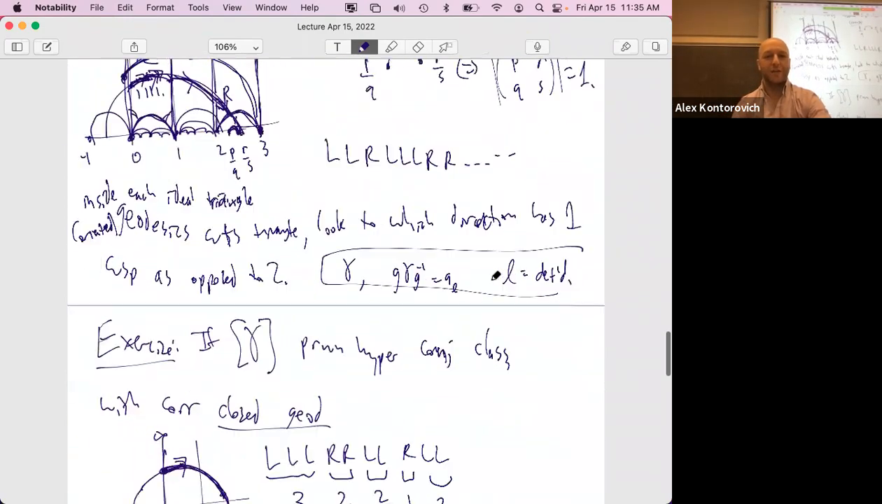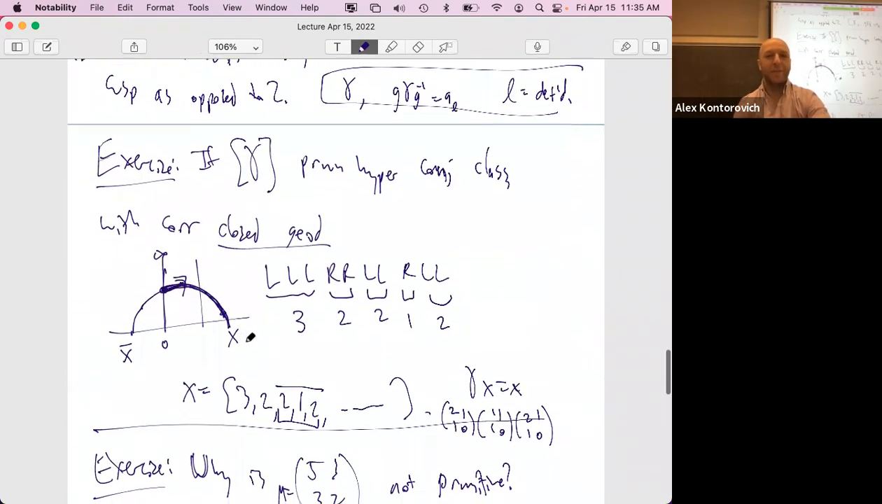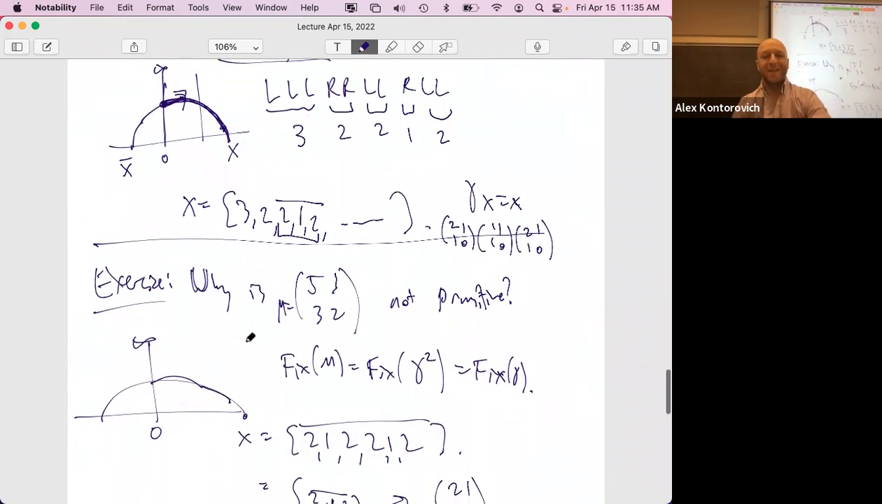Another way of seeing the endpoint, but we're confusing the hyperbolic conjugacy class. So in this equation, gamma G is equal to G gamma. We're confusing gamma with G.